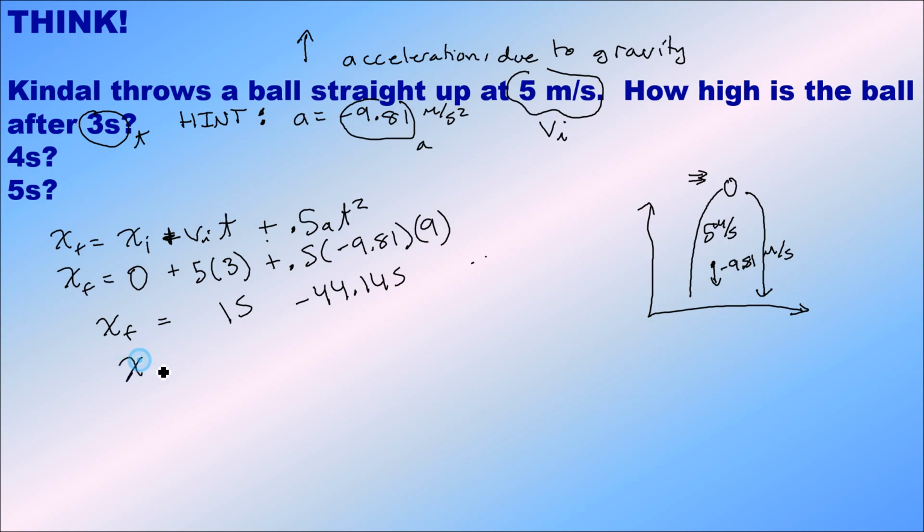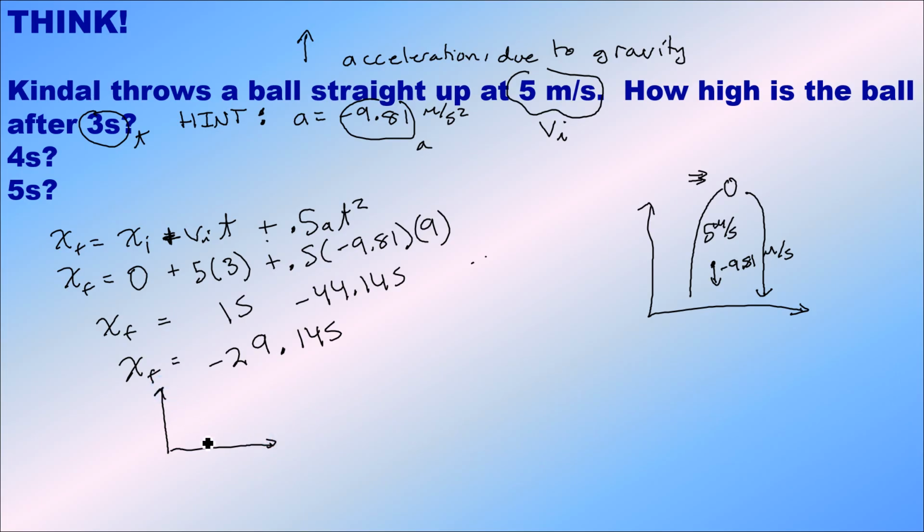And apparently Kendall needs to throw better, because if we subtract this, we do get a negative number. That wasn't intentional, but it is what it is. So what does this negative position mean? Well, it tells us this problem makes absolutely no sense.